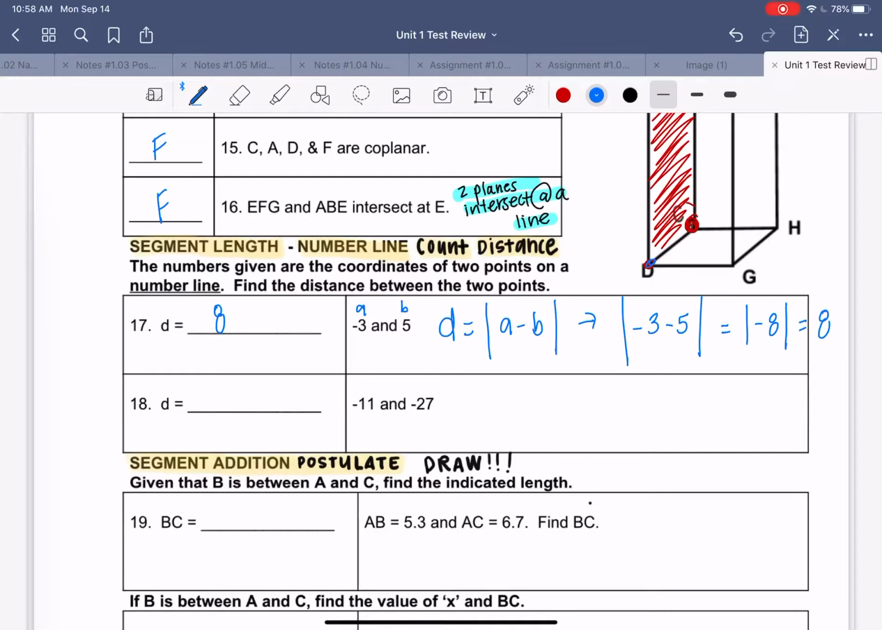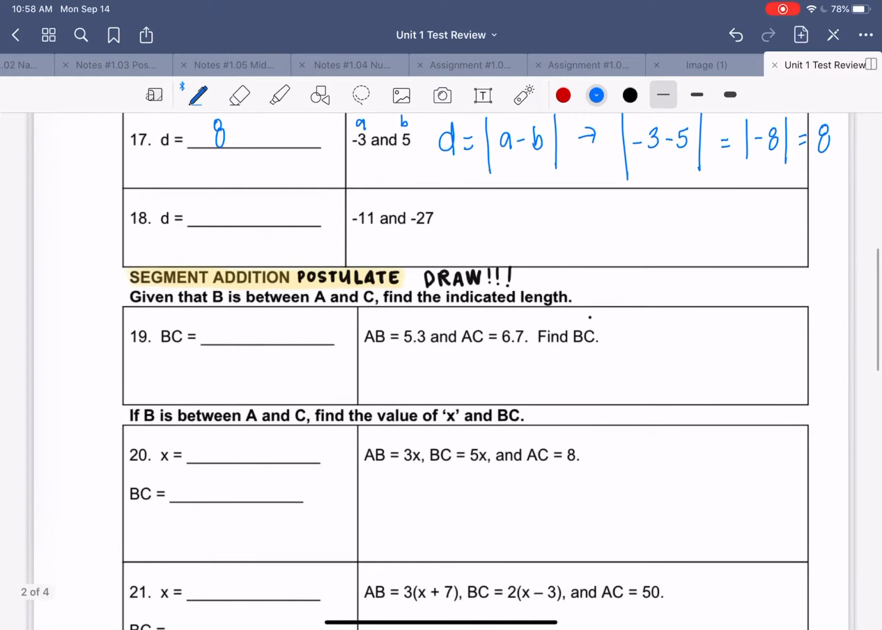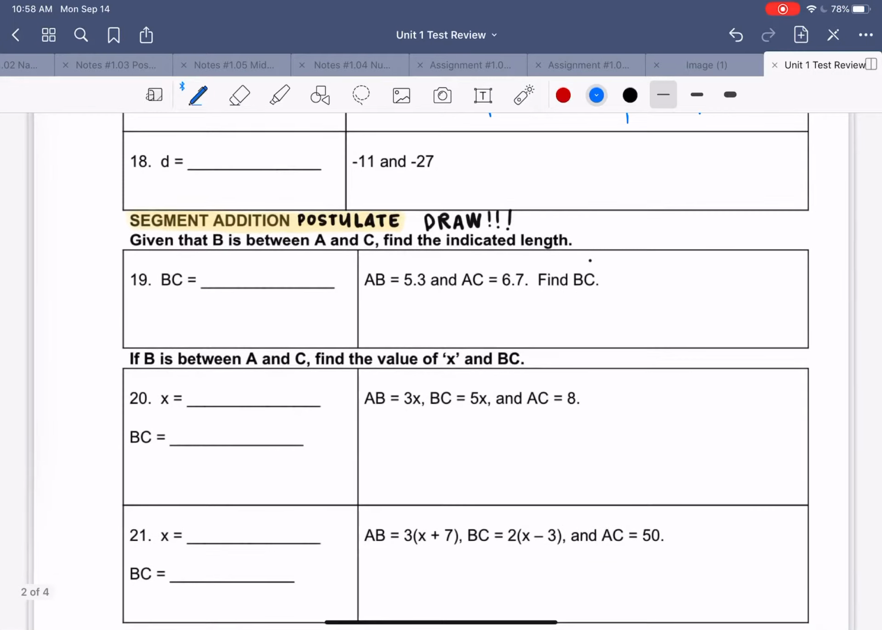Okay, I'm back. All right, the segment addition postulate. Your key is to draw, and this is what you draw. Right here, given that B is between A and C. So you draw what they give you. Okay, so they say B is between A and C.